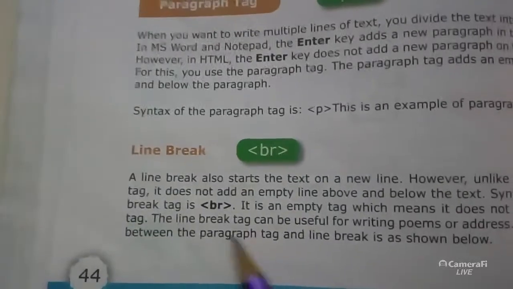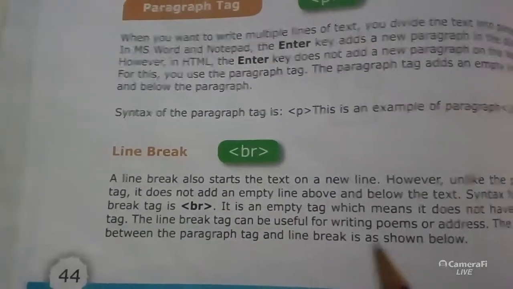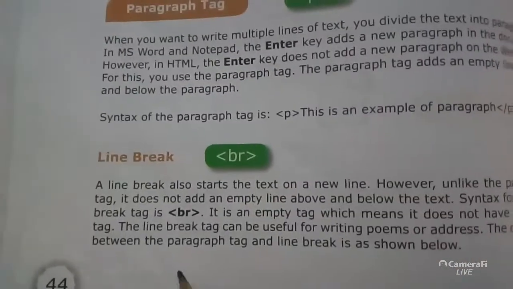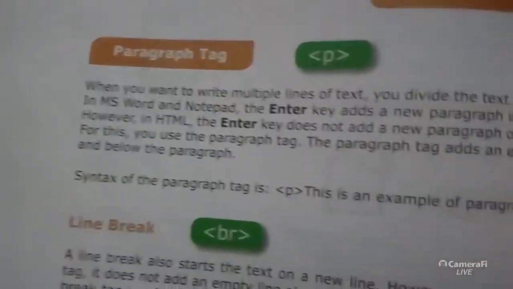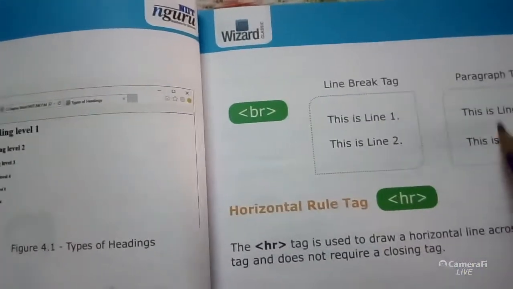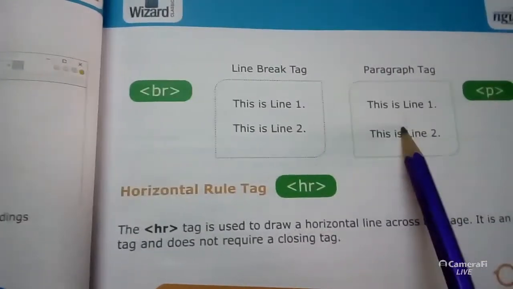The line break tag can be useful for writing poems and address. The difference between the paragraph tag and line tag is shown. See here. BR tag means next line and paragraph tag means gives an empty line. Okay.